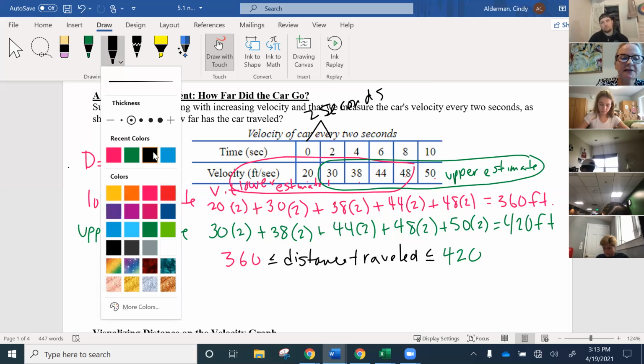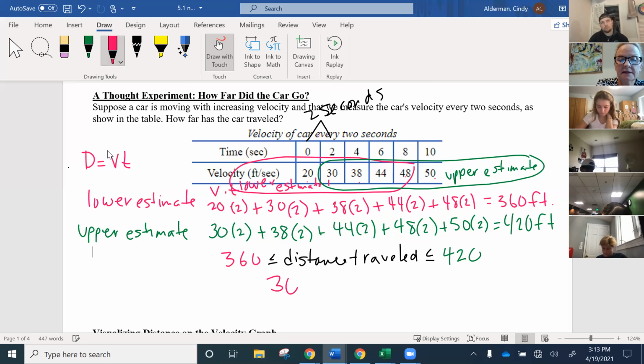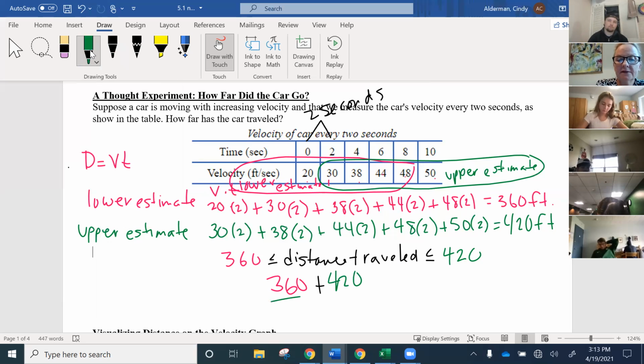So obviously we would take 360 and add it to 420 and divide by the number of numbers, right? We're just finding the average.